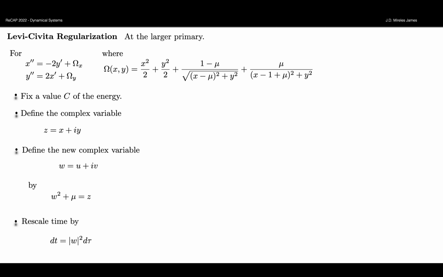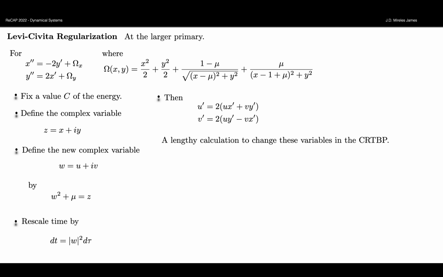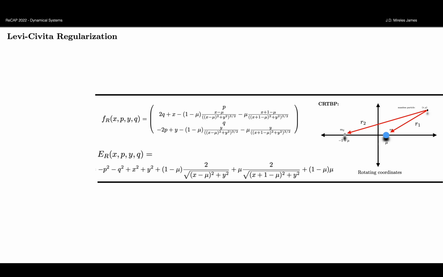And if you plug these new variables and this new rescaling of time into the equations of motion for the original restricted three-body problem given here, it's a lengthy calculation, but you obtain a new vector field, which is regularized at its origin. Now remember, the origin for w maps to the collision in the original coordinates. So let me show you the formulas.